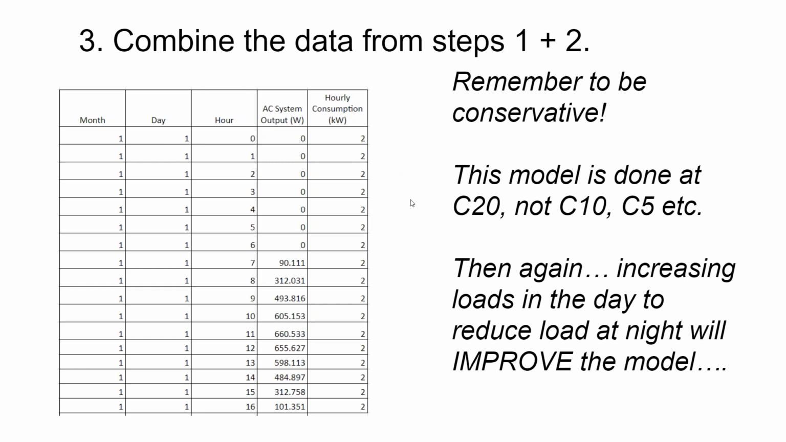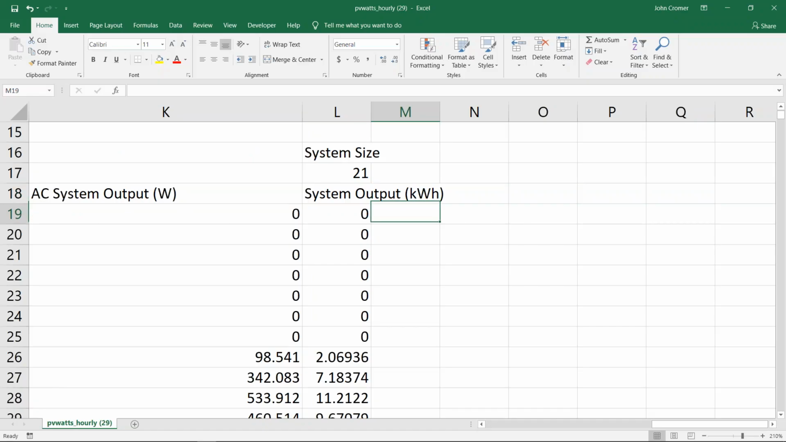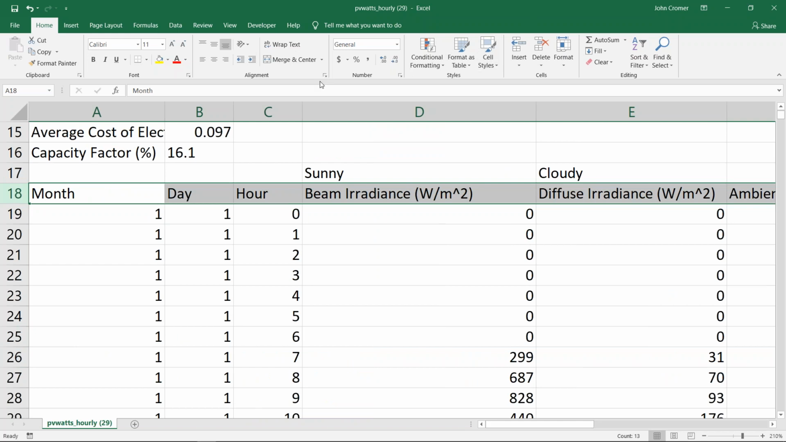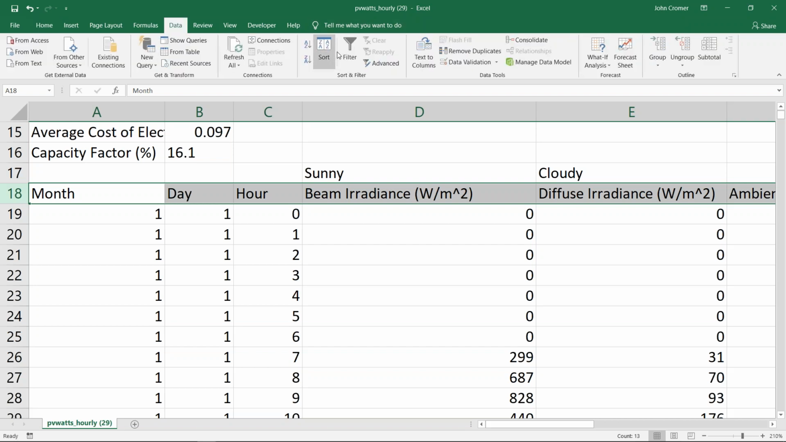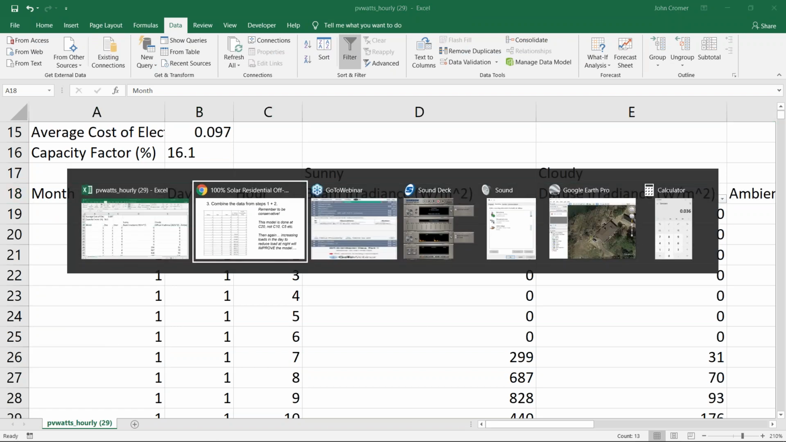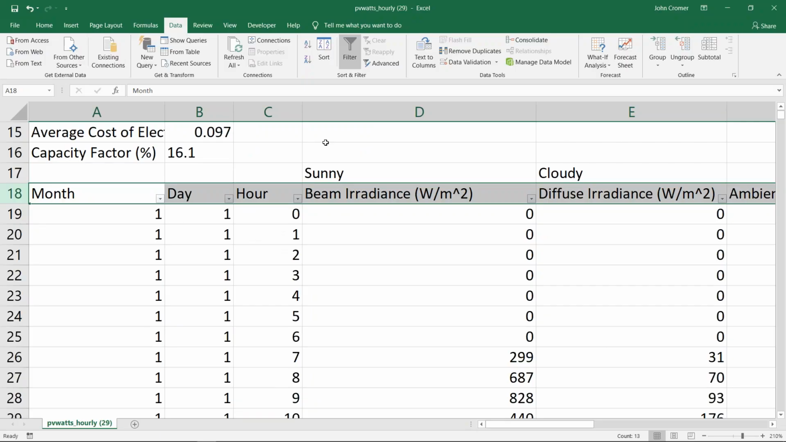And so what I'll do is, for every hour of the year, I'll go back into this PVWatts and add a new column. I'll say consumption. Let's go ahead and put some filters on here and see if I can do it in real time. Data, filter. For the month of January and February, we'll do this a little bit basically.